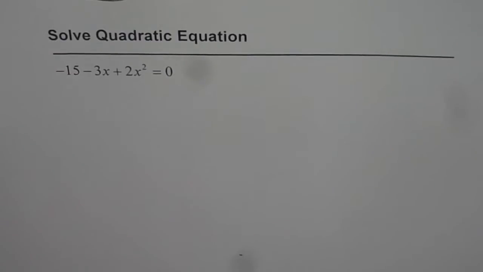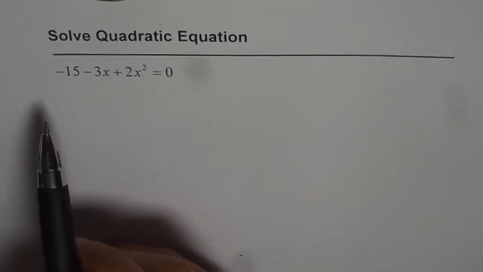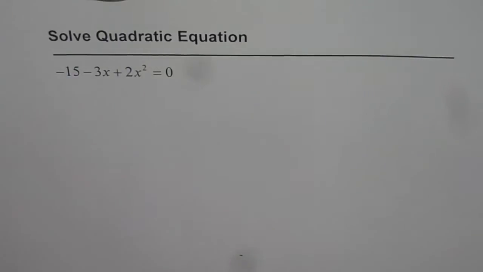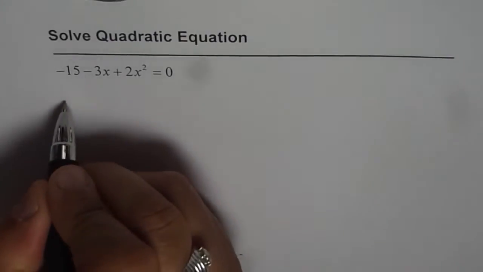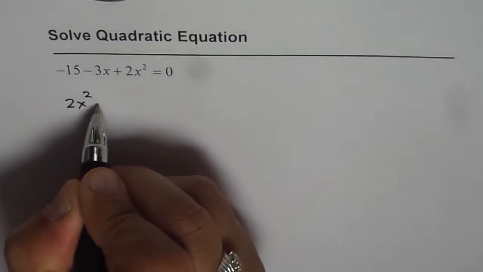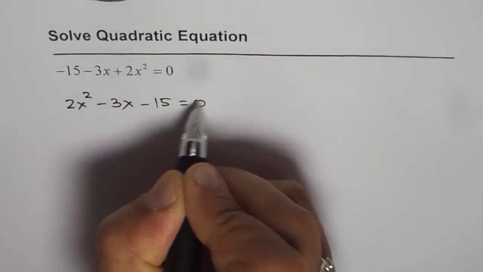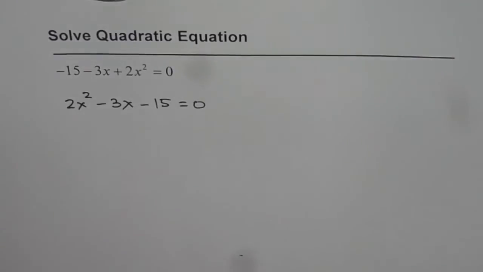Solve quadratic equation. So we have an equation here which is minus 15 minus 3x plus 2x squared equals to 0. Now as you notice, this equation is written in a different form. Rather it's a quadratic form, but the placement of terms is at a different place. So let's reorganize and write this equation in standard form, which will be 2x squared minus 3x minus 15 equals to 0.